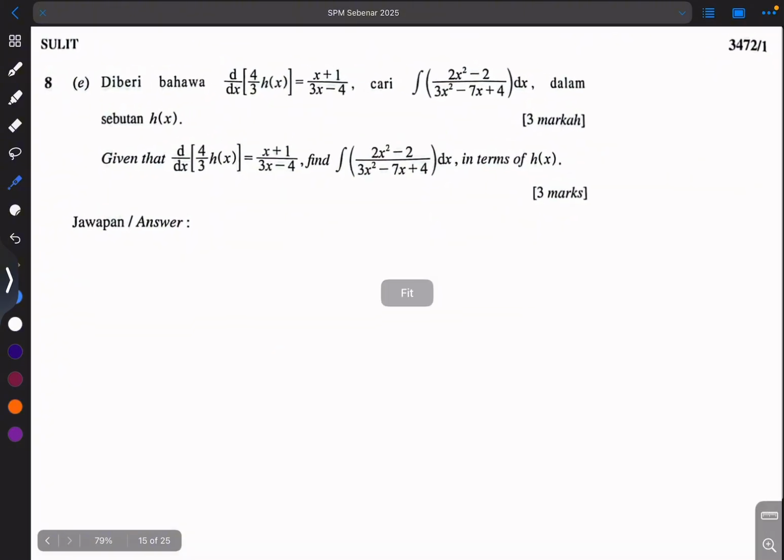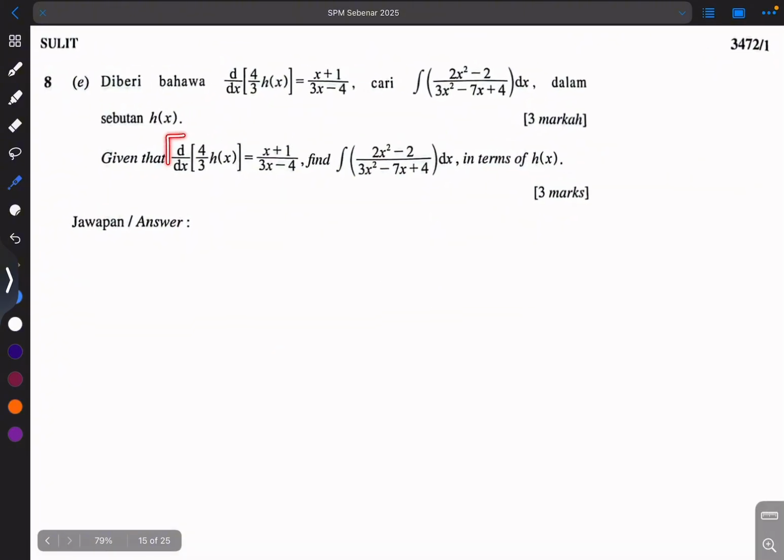8e. Given that d/dx of 4/3 h(x) is this, find the integral of this in terms of h(x). Usually these kinds of questions must be related to this. Here it looks like it's not related yet. So what we try to do is factorize this part, to see whether we can get something related to this or not. We need to find the integral of 2x squared minus 2. So we can factor out 2.